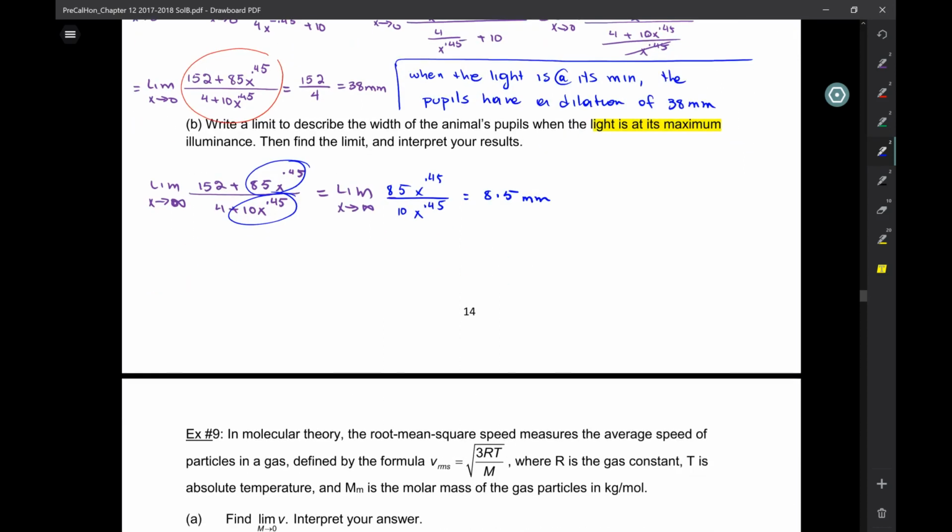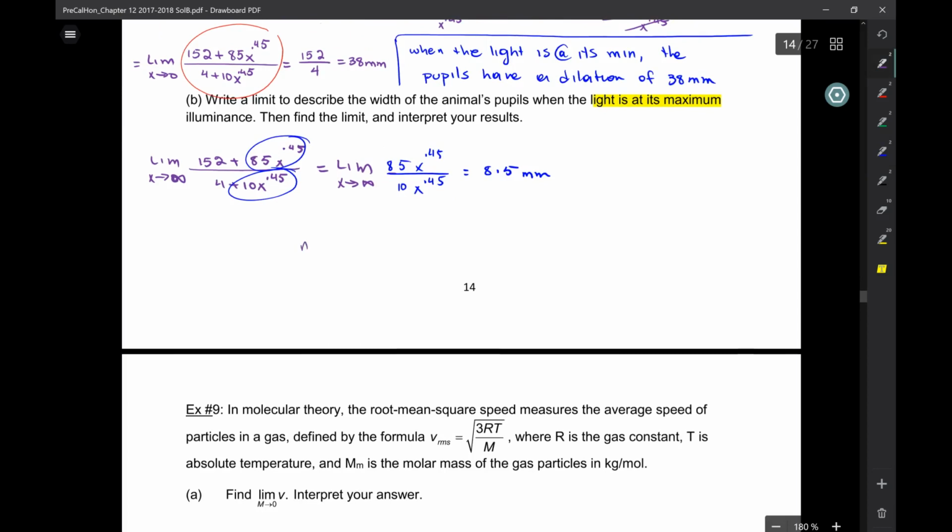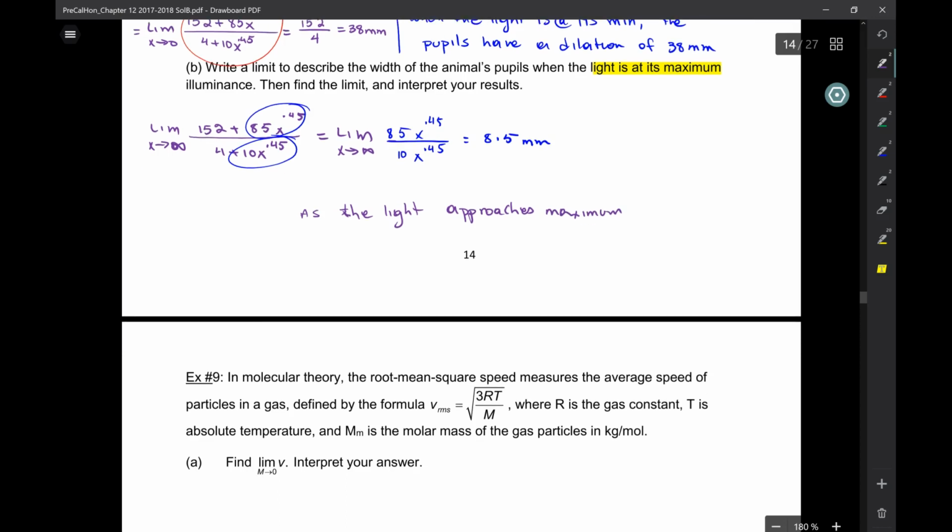Okay. Right. So as the light approaches max, or approaches maximum illuminescence, the pupils have a dilation, have a width, I guess, of 8.5 millimeters. So you see how it gets smaller?